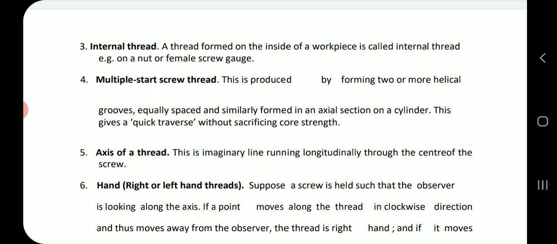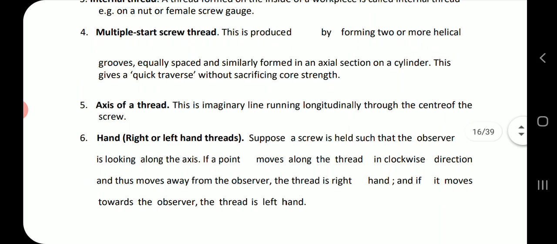Multiple stud screw thread. This is produced by forming two or more helical grooves equally spaced and similarly formed in an axial section on a cylinder. This gives a quick traverse without sacrificing core strength. Axis of a thread. This is the imaginary line running longitudinally through the center of the screw.